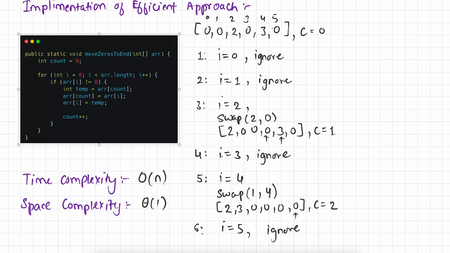In the next iteration our I becomes 3. At the third location we see that we have 0, so we simply ignore it. In the next iteration our I becomes 4. At the fourth index we again found a non-zero element, so we are going to simply swap this with this because the value of count is 1. So at the first index we have 0, at the fourth index we have a non-zero element, so we simply swap these two numbers. After swapping, our array would look like this: 2 3 0 0 0 0, and we increment the count by 1, so it becomes 2. So now we have two non-zero elements at the beginning of the array.